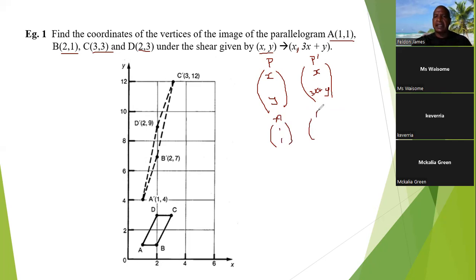And A dash then, if you use the transformation as given here, you would put back what? You put back the X, so you would put back 1. But for the Y, you would have to multiply the X by 3. So you have 3X, then plus Y. So 3 times 1 plus 1 would give you what? 4. You see that? So that would be the image for A.